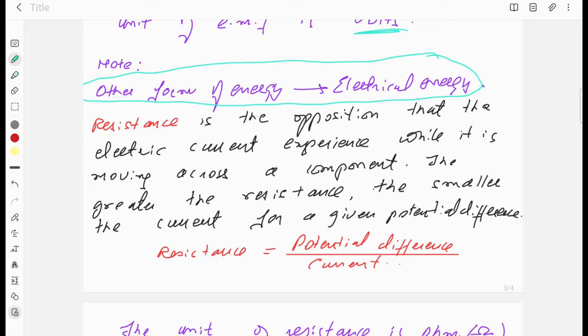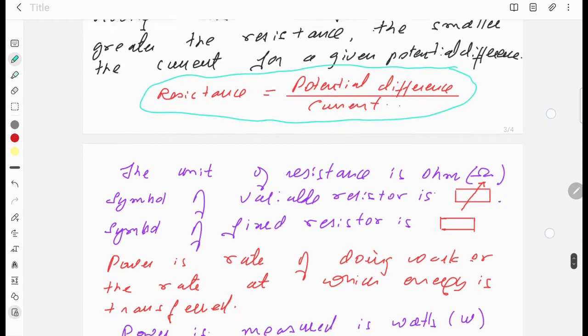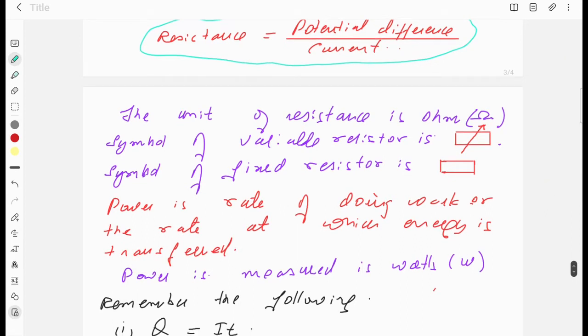Resistance. Resistance is the opposition that the electric current experiences while it is moving across a component. The greater the resistance, the smaller the current for a given potential difference. And you can define resistance as potential difference over current. The unit of resistance is ohm. This is the symbol of ohm. It's the Greek letter omega.